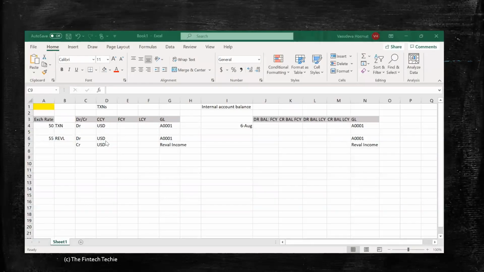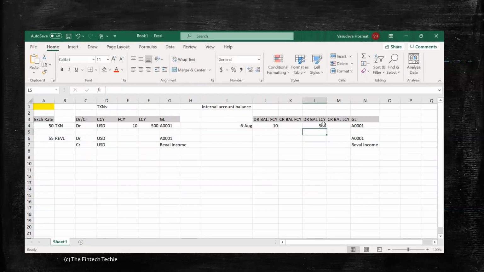Let's look at a simple example of how this revaluation works. So on the left-hand side, we have the transaction posting, and on the right-hand side, we will have the GL balance data store. So let's assume you have an asset GL A001, and you have actually posted a debit of 10 USD. Because the exchange rate is 50, the LCY equivalent will be 500. So because of this, your GL balance for A001, the debit balance will be 10, and your debit balance LCY should be 500.